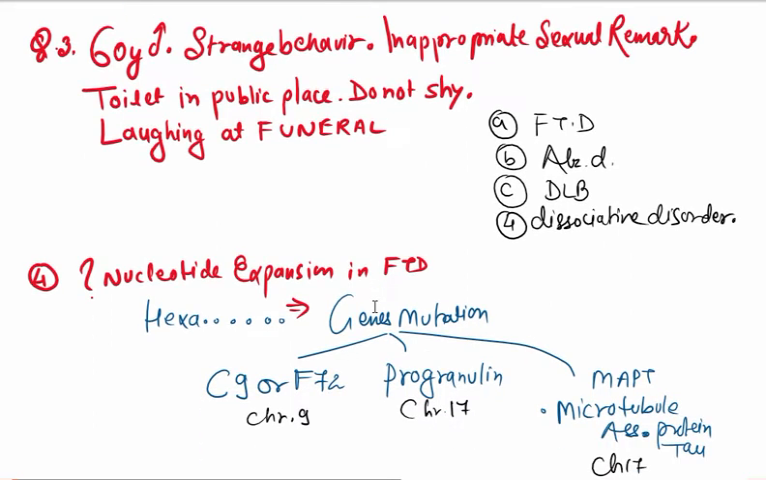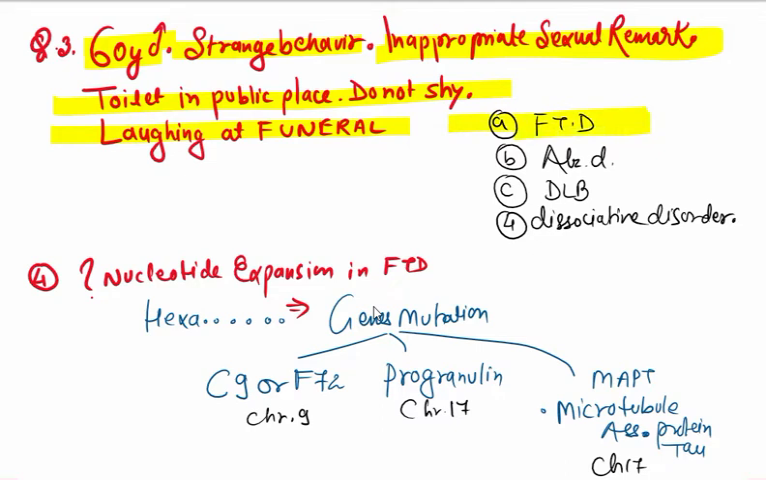Next question. Okay, a 60-year-old male patient. He now has strange behavior, inappropriate sexual remarks, and he is toileting in a public place without any shyness, and he is laughing at a funeral. So what is this? This is frontotemporal dementia.